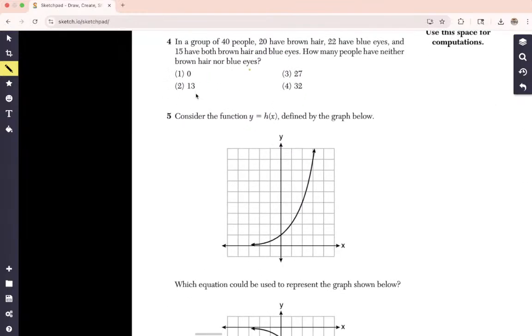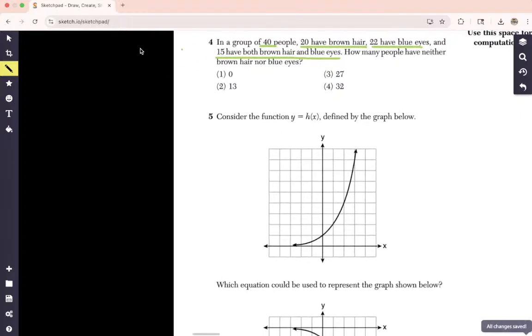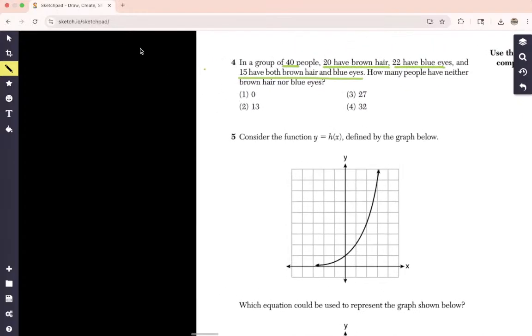In a group of 40 people, 20 have brown hair, 22 have blue eyes, and 15 have both brown hair and blue eyes. How many people have neither brown hair nor blue eyes?